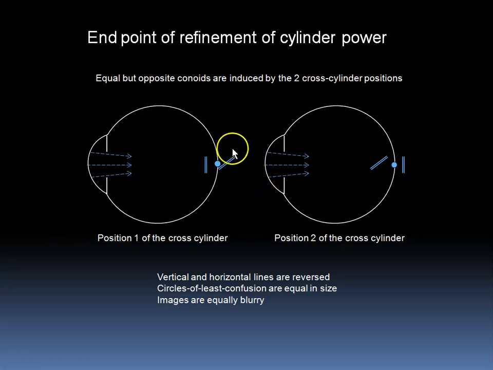In this situation, the two lines of the conoid are on either side of the retina and get flipped back and forth, but the circle of least confusion is the same in both positions. And this is the diagrammatic equivalent of the endpoint of refinement of cylinder power. The images will be said to be equally clear or equally blurry in either position. A detailed discussion of the technique of retinoscopy is not being presented in this series.